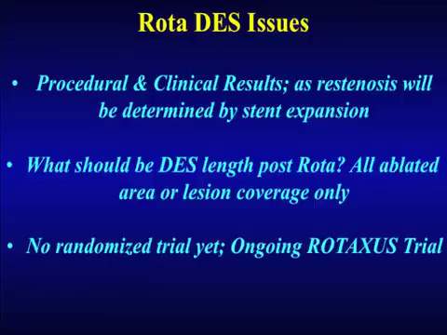Second, what should be the DES length post-rota, because many times you do ablation in a long segment. Should it be the ablated area or lesion coverage only? Very simple, the area which you post-dilate with a balloon should be covered by the stent. And lastly, there is no randomized trial. There is a trial called Rotaxus, which actually started in 2006. There is no further noise about the trial, but maybe a trial will ever be done to answer this question in a more prospective fashion.